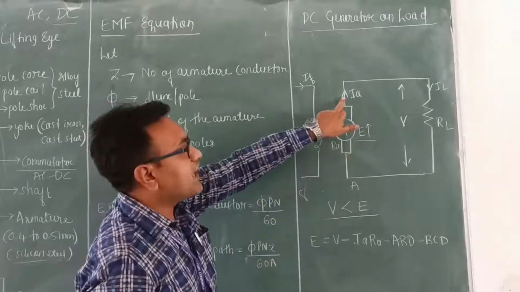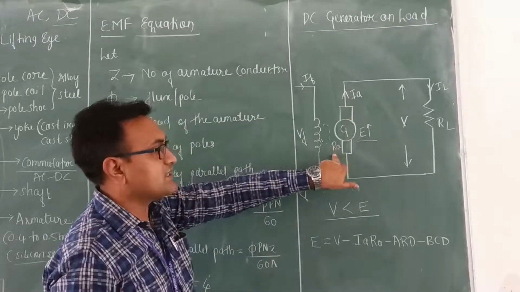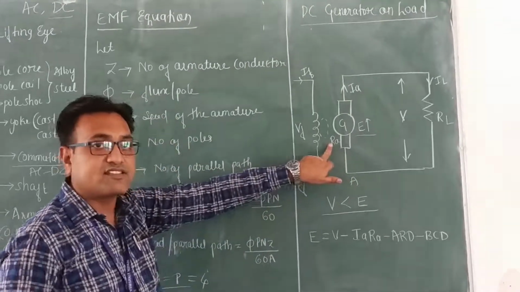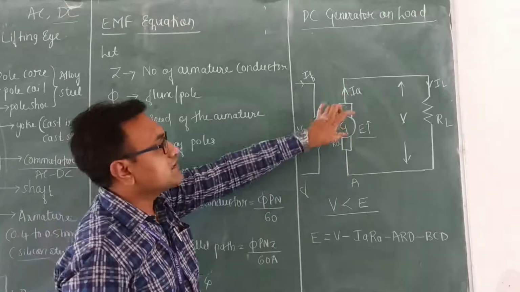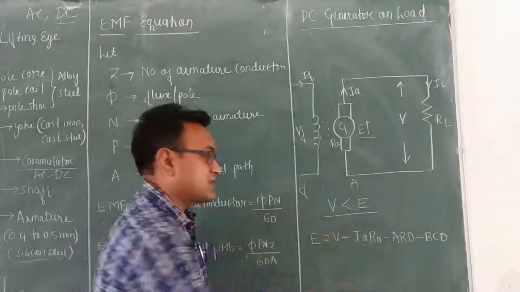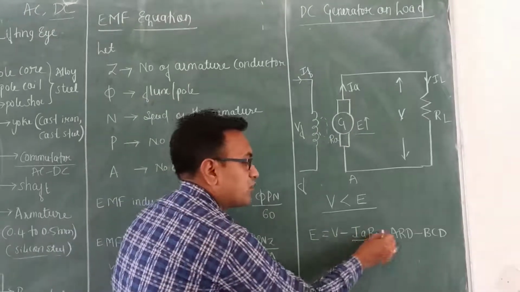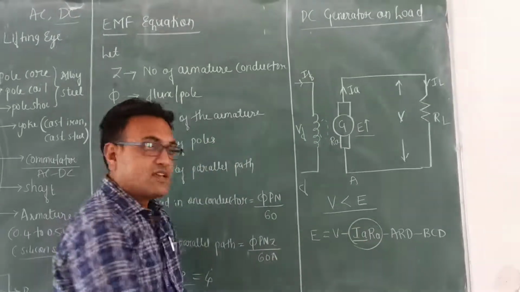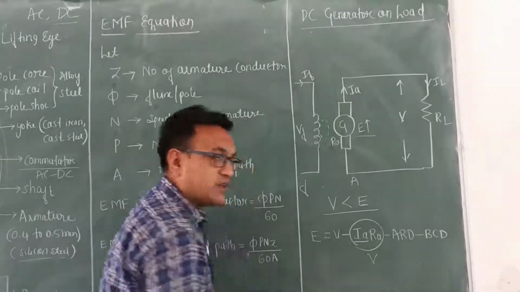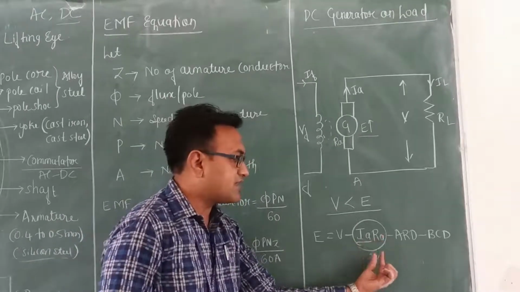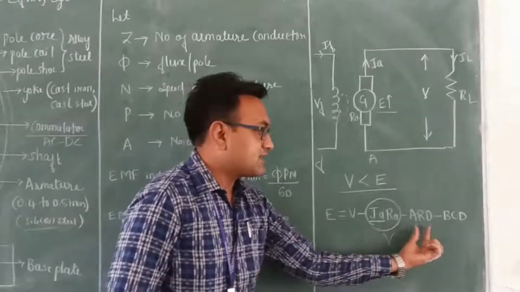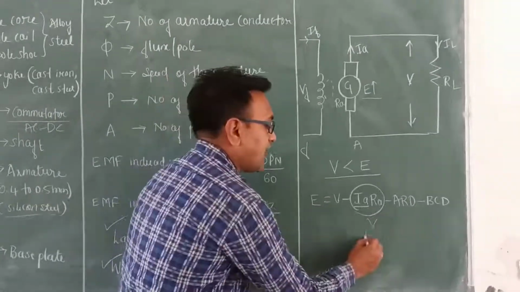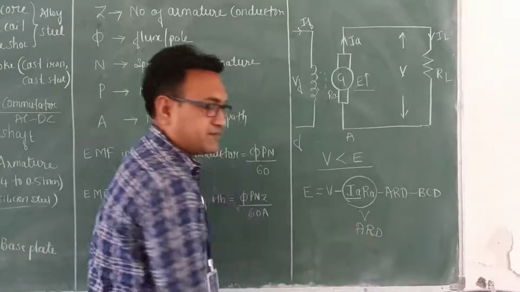Whenever IA flows across RA, the armature resistance, since resistance is the property that opposes the flow of current, some amount of the current will be reduced. If the current is reduced, the whole product is also reduced, and this is the voltage according to Ohm's law, I into R is the voltage. So some voltage will be reduced, and this is called the armature resistance drop.